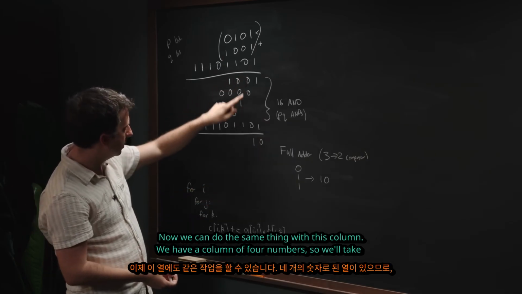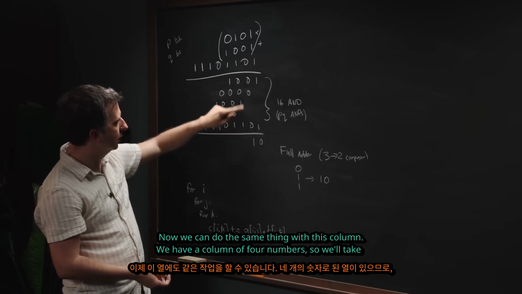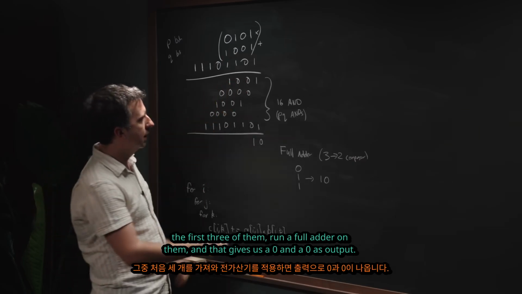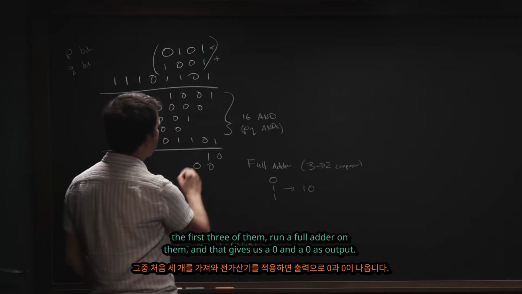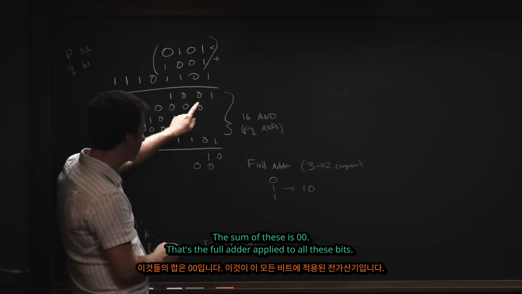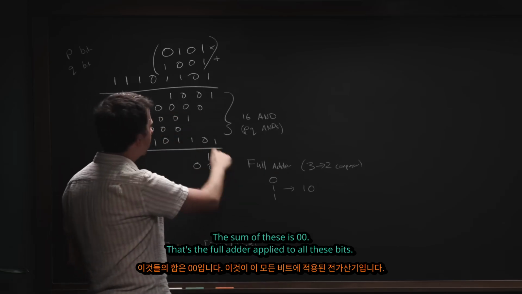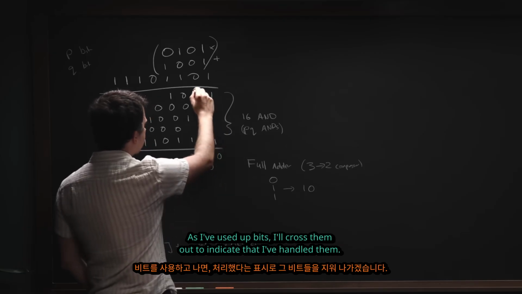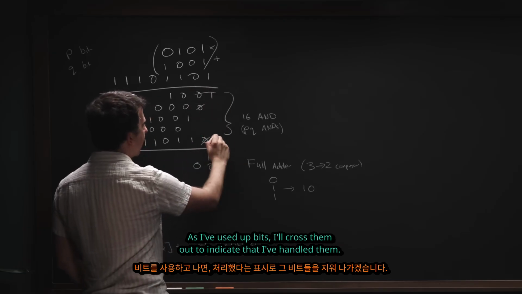Now we can do the same thing with this column. We've got a column of 1, 2, 3, 4 numbers. And so maybe we'll take the first 3 of them, run a full adder on them, and that gives us a 0 and a 0 as output. So the sum of these is 0, 0. And so that's the full adder applied to all of these bits. As I've used up bits, I'm going to just cross them out to indicate that I've handled them.